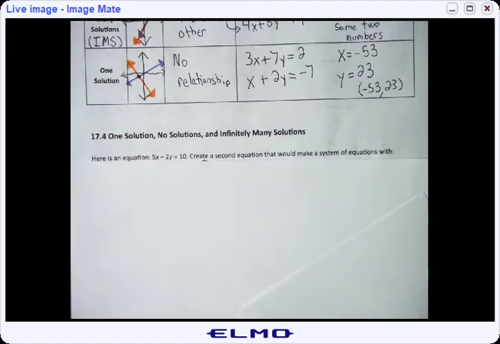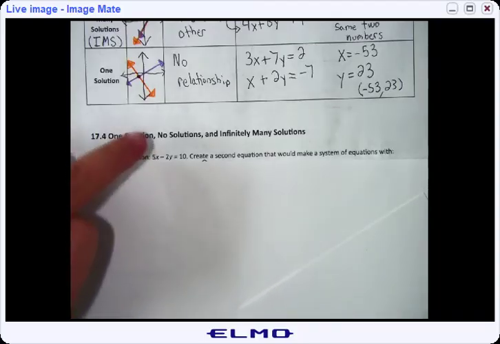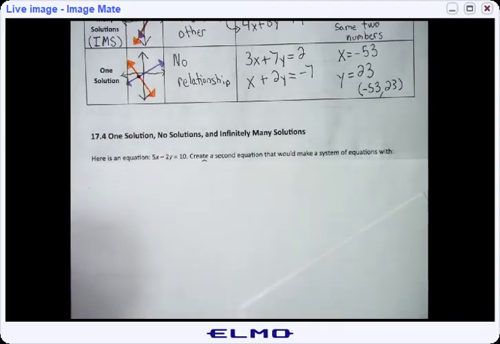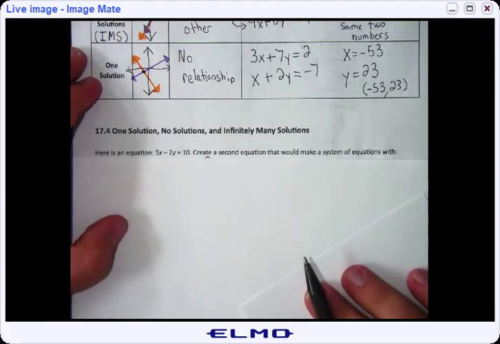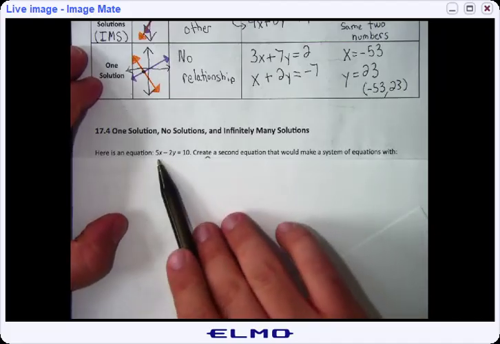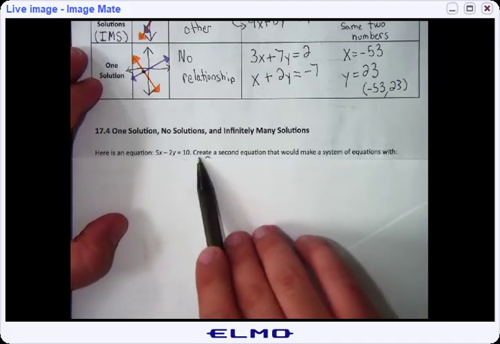All right, the last thing we're working on here is 17.4. We're taking a look at something that has one solution, no solutions, and infinitely many solutions. What that means is we're going to have two equations that would have one of those things. They give us the first equation. It says, here's an equation, 5x minus 2y equals 10.